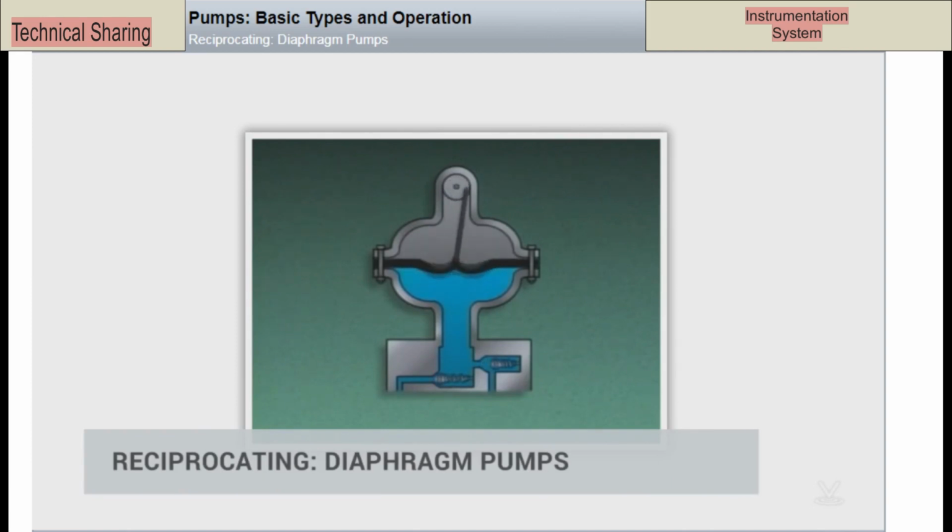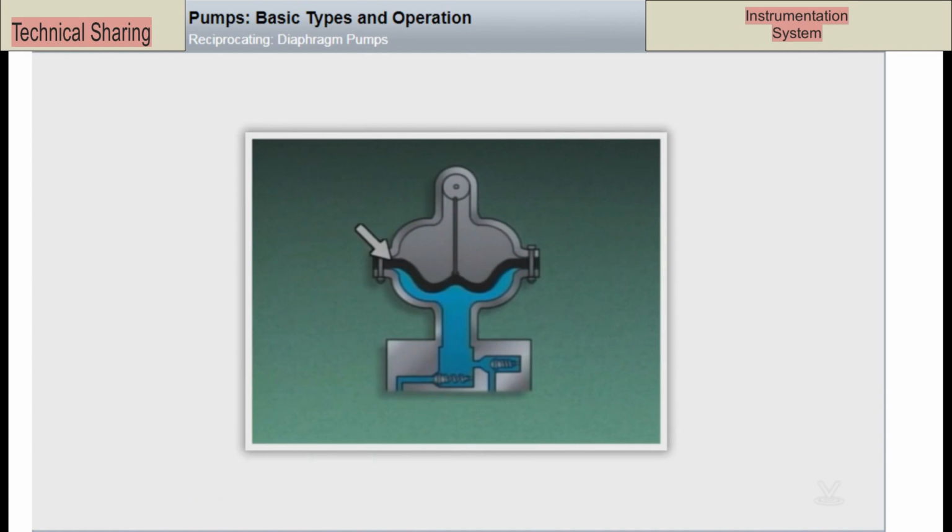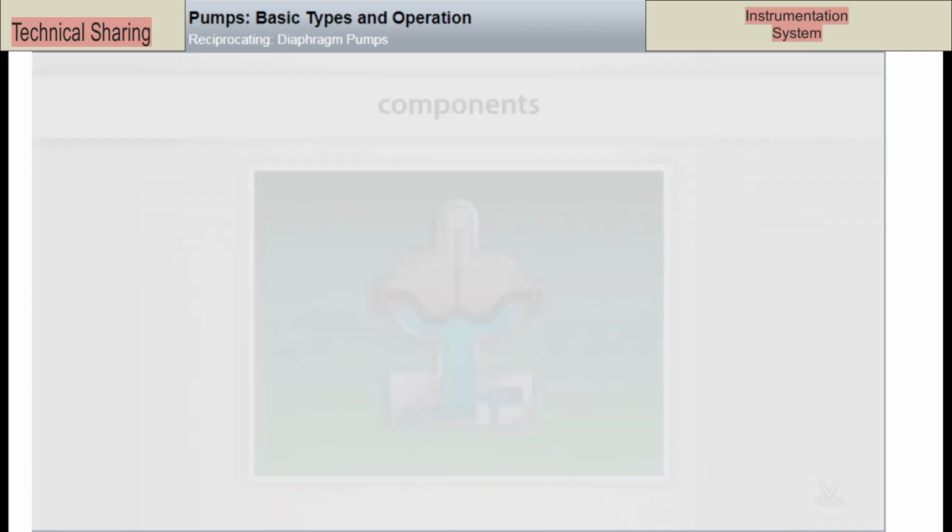Reciprocating diaphragm pumps. Instead of a piston, some pumps use other devices to displace liquid. The pump shown here is a diaphragm pump. It uses a flexible diaphragm to create the reciprocating motion that displaces the liquid.